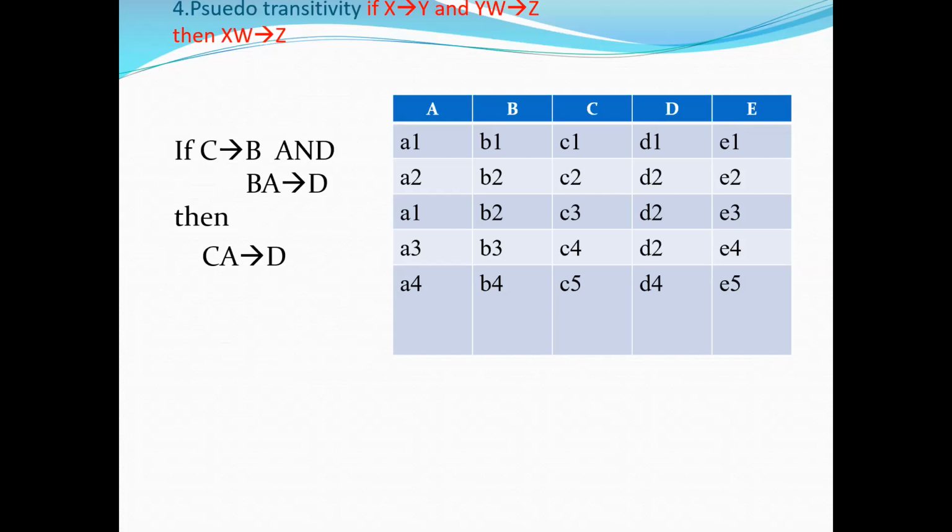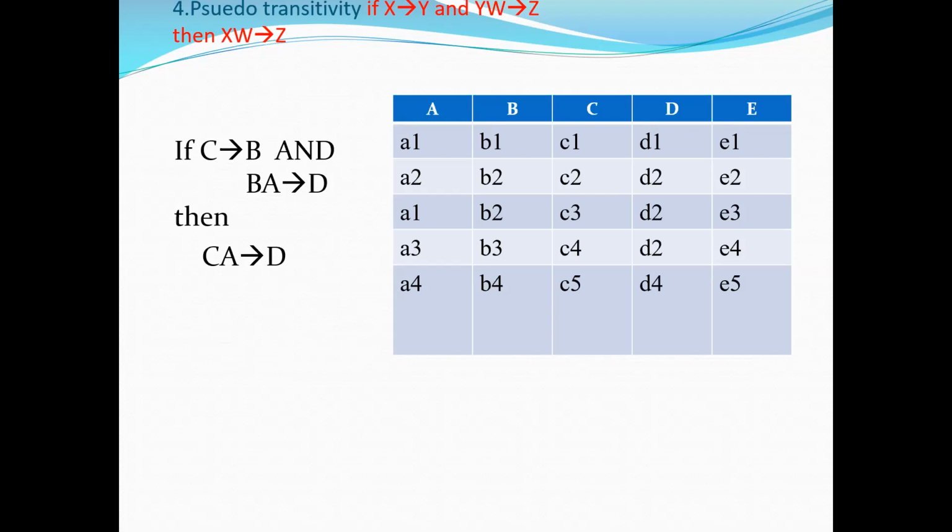Next is the transitivity rule. Actually, as it is already studied in DCS, I omitted it here. Next is the pseudo transitivity rule. If x functionally determines y and yw functionally determines z, then we can say xw can functionally determine z. Here, C functionally determines B, as we have already seen in the previous slide, because C contains all the unique values. So BA can functionally determine D.